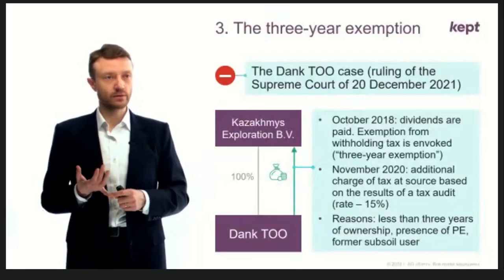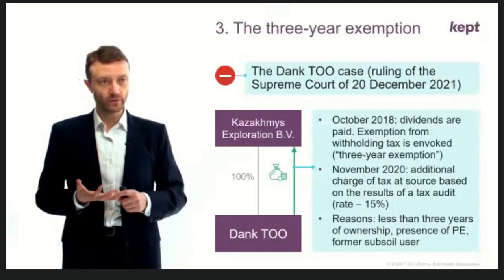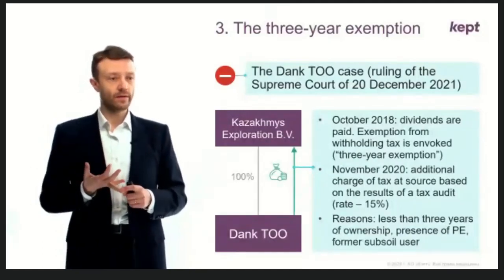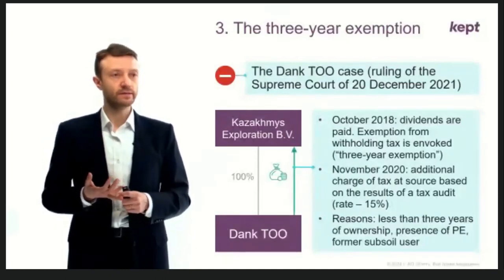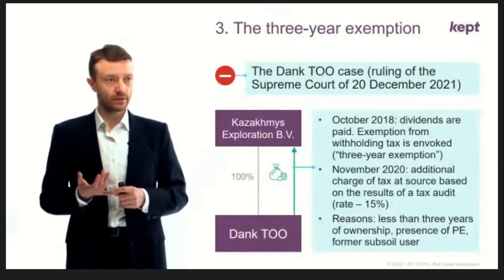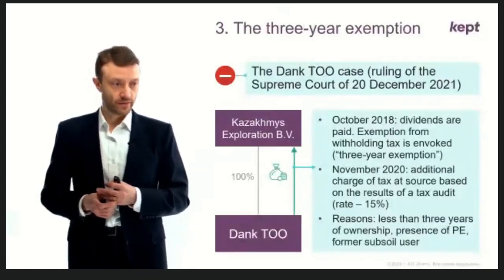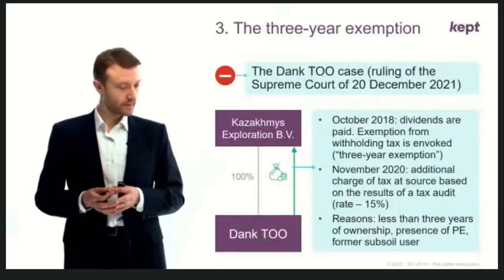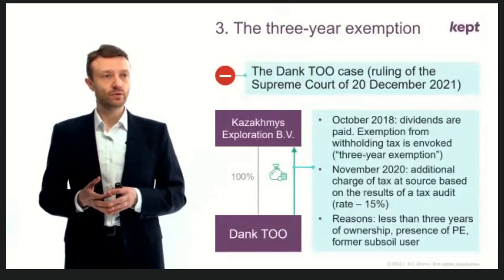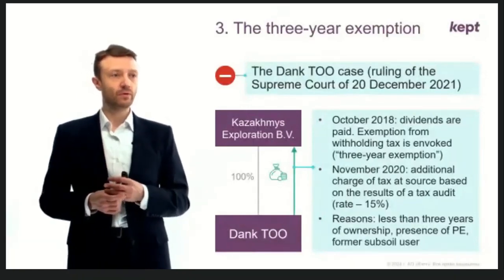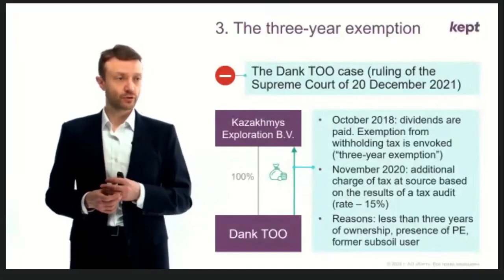The two exceptions are where the parent company was in a blacklisted country, or where the company in Kazakhstan was a subsoil user. And in this instance, I think there were different reasons for the tax authorities successfully challenging the application of the 3-year exemption. One of them was that it took only a year or maybe slightly more for the parent company to own the subsidiary before the distribution was made.